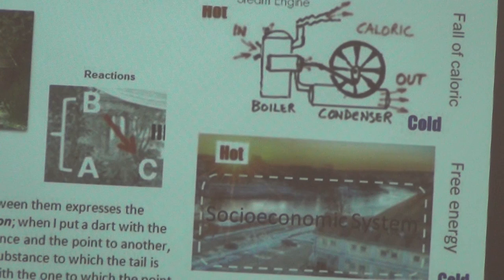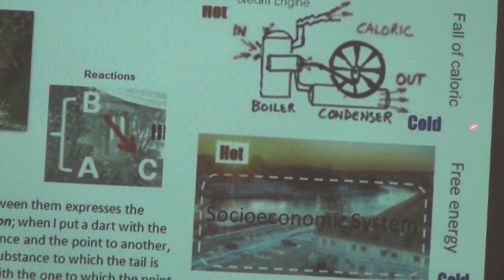So he envisioned the idea that just as in the fall of water from high to low, there's the fall of what's called caloric, a precursor to heat, quantities of heat. Right here. This says in the fall of caloric, so too does the fall of caloric drive the steam engine. So in socioeconomic terms, through what's called the five contact geometry, the free energy is what drives the socioeconomic system, the decrease in free energy.